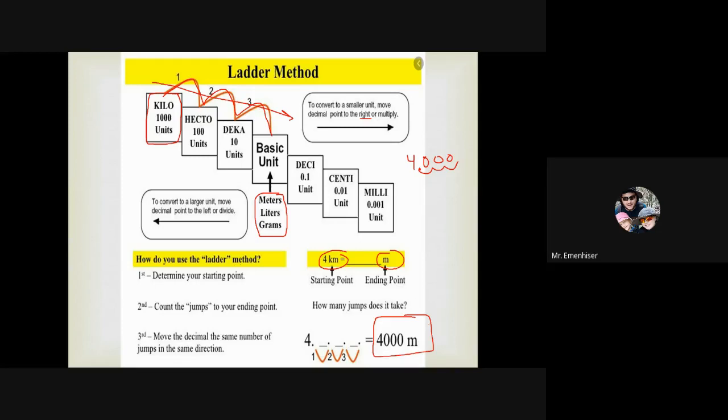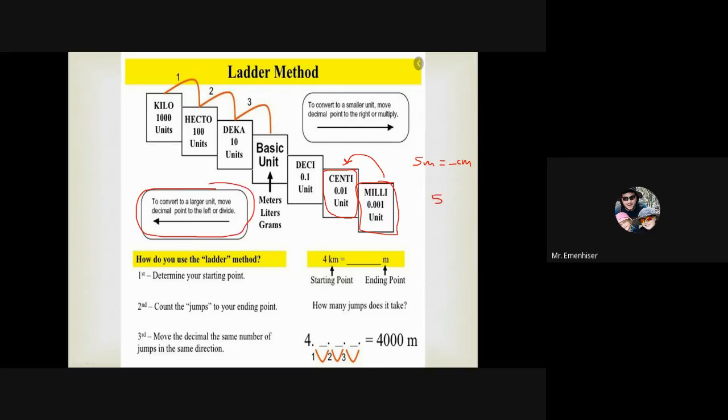If you're going to convert to a larger unit, then you're going to go to the left. So let's try that real quick. Let's say I was going to go from milli to centi. If I had 5 millimeters, how many centimeters is that? I'm going to move my decimal place 1 place to the left. So 5.0, move it to the left, 0.5. That's equal to 0.5 centimeters. This is 5 millimeters, which would be half a centimeter because there's 10 millimeters in a centimeter.